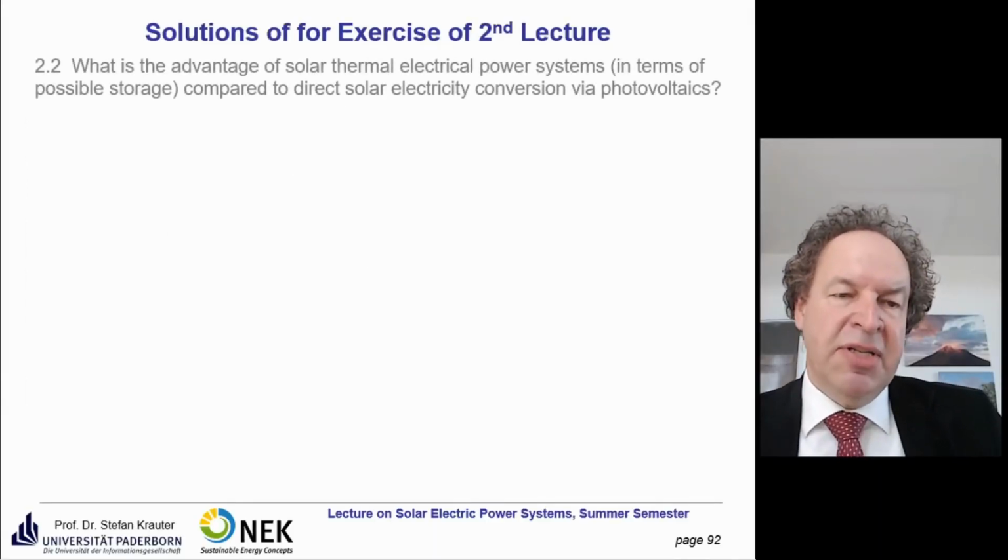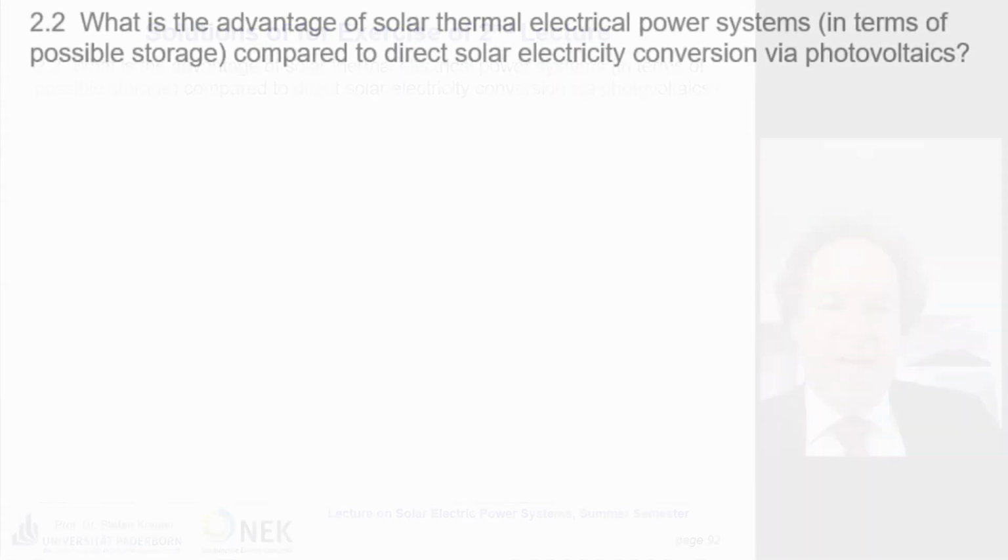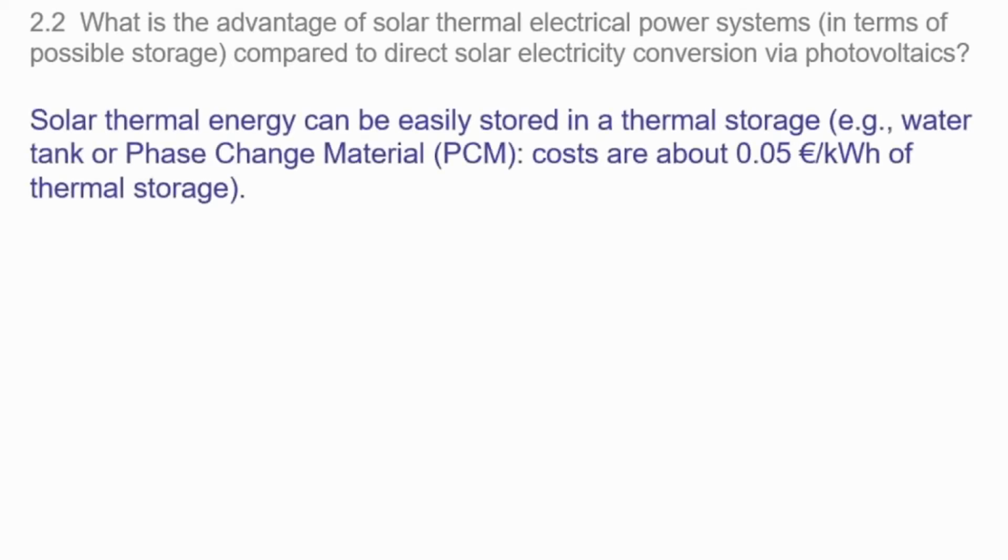The question was, what is the advantage of solar thermal electrical power systems in terms of possible storage compared to direct solar electricity conversion via photovoltaics? Solar thermal energy can be easily stored in a thermal storage, for example in a water tank or phase change material. Costs are about 5 cents per kilowatt hour of storage. So sometimes they are more expensive, or often they are more expensive than the actual generation of solar thermal energy.